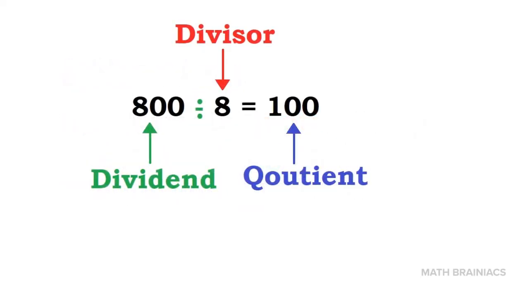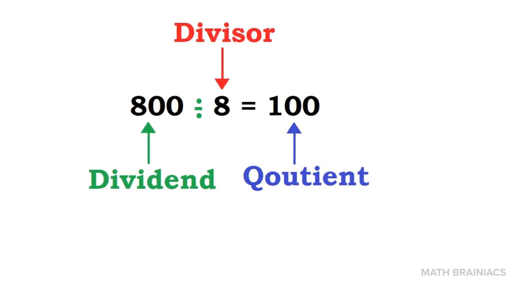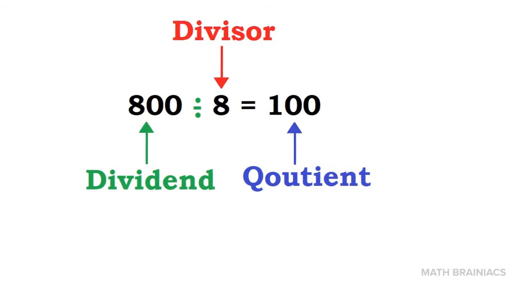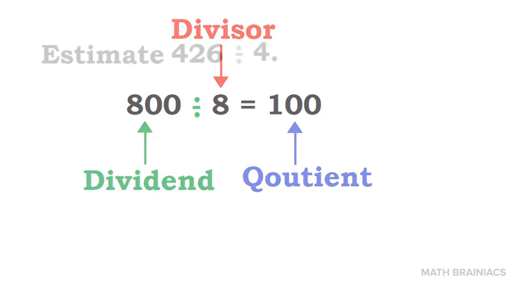Let us recall the parts of division. For example, 800 divided by 8 is 100. 800 is the dividend, 8 is the divisor, and 100 is the quotient. The dividend is the number that is being divided, while the divisor is the number which divides the dividend. Okay? And the answer or the result of the division process is the quotient.